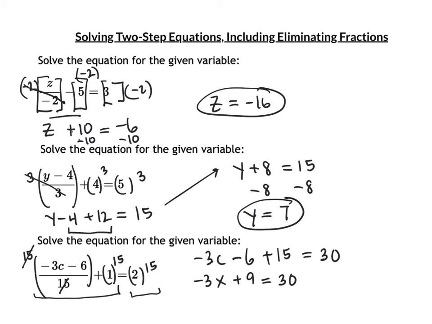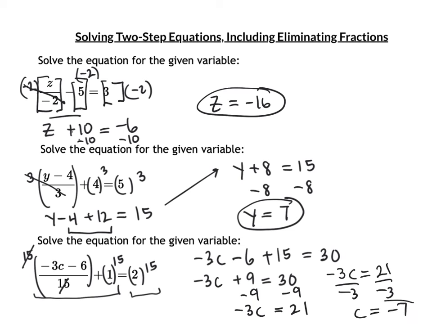Get the variable by itself. Oh, I just noticed I changed that x or c to an x. I do that. I like x. So that's a c. Get the c by itself. The last thing we get rid of is the coefficient. Take a 9 off each side. Negative 3c equals 21. And now I can get rid of that negative 3 because it's negative 3 times c. We'll divide by negative 3, and c will be negative 7.